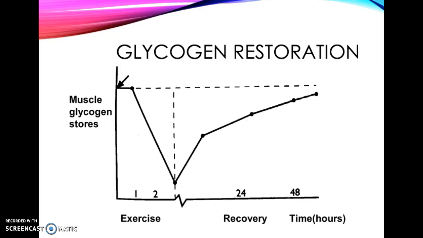During very long periods of exercise, such as a 10K swim, the glycogen stores will deplete more and will take days to fully recover. As you can see in the graph, when the glycogen stores are very low, it will take them 48 hours to replenish.